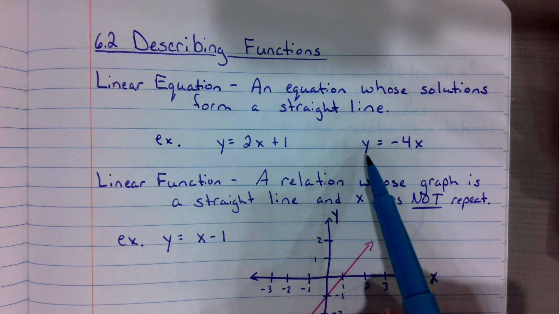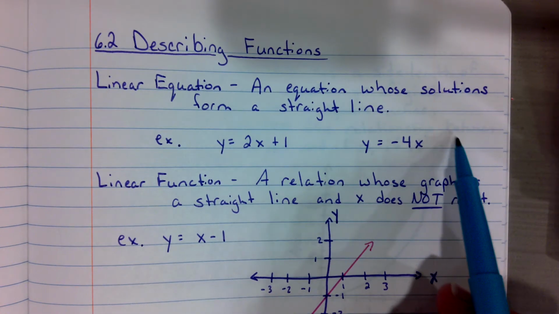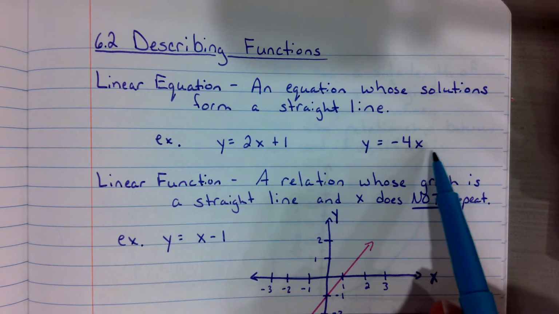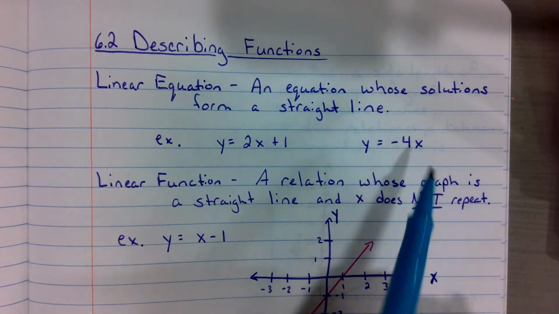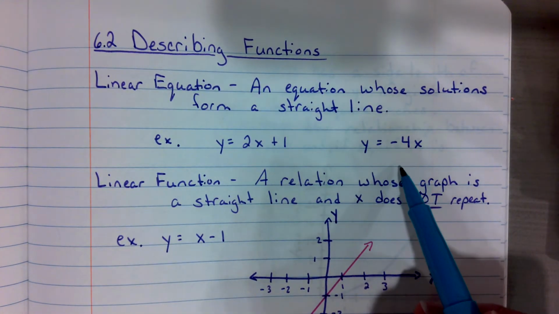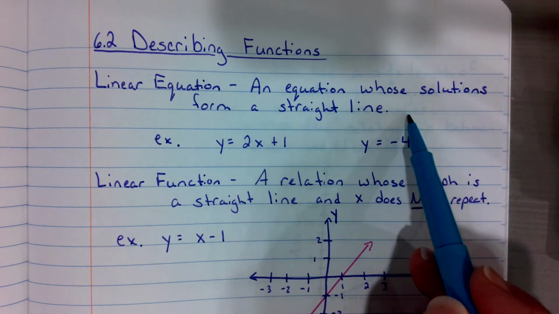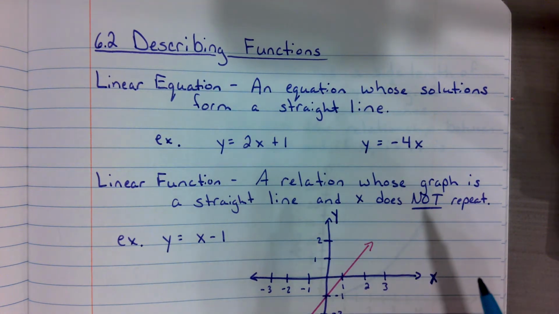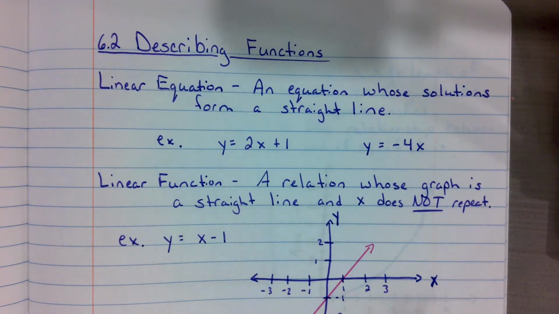The other example I have here is y equals negative 4x. So I don't see a b here, which means it's 0. This line is proportional and will go through the origin. And I'm going to have a negative slope, so it's going to go down 4 and run 1. Or if I go up 4, I'd have to go back, or to the left, 1. And so that line is going to go down from left to right.